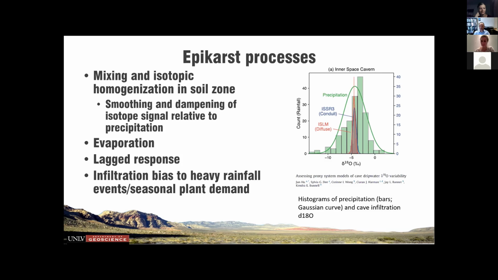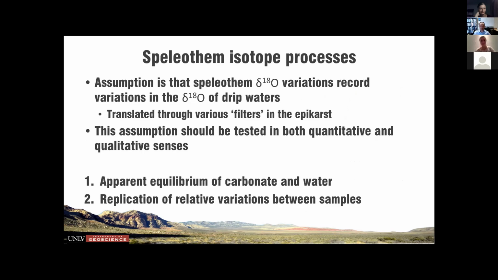And in some cases, this also can be related to the bias of the cave. So maybe the caves are only receiving infiltration associated with perhaps winter precipitation or the most heavy rainfall events, but the lighter events or maybe summer precipitation isn't able to infiltrate into the cave because it's being used by plants. Okay, so we need to understand those epikarst processes.